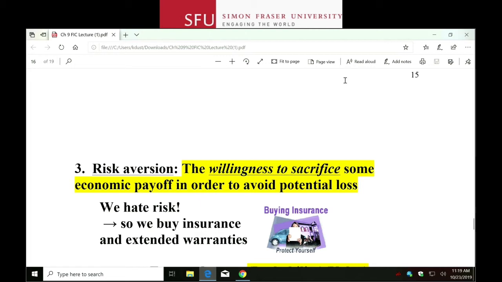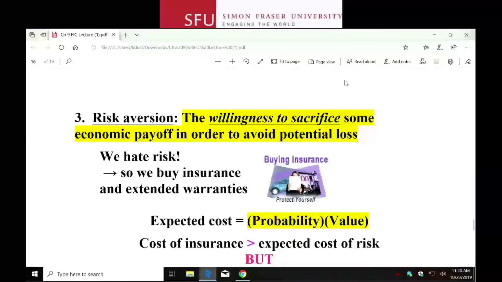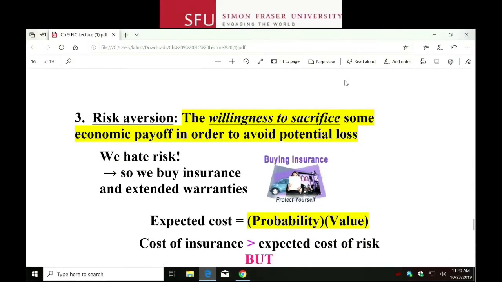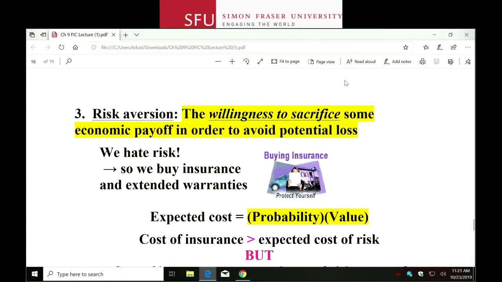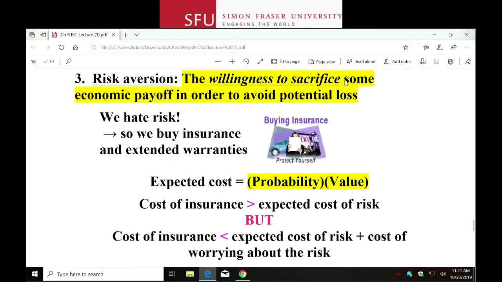Now, when you buy insurance, it's because something might happen, like you get into a car accident. A really rational calculation would be just, what's the probability that I'm going to get into a car accident, and what's the cost if I get into a car accident? That's called an expected value. An expected value is just the probability of something happening multiplied by the value if it does happen.